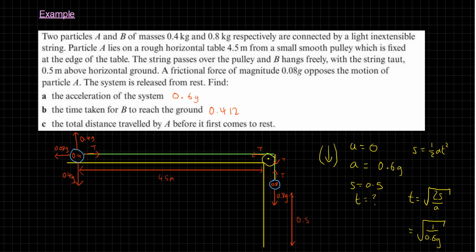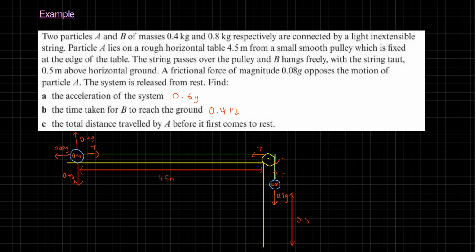And the total distance travelled by A before it first comes to rest. Okay, so A is this one. Right, okay. So this is interesting now. This is where you have to do quite a bit of thinking. So the first thing to think about is this. Why is A going to come to rest? A is here. This is let go, it drops, A is moving to the right. Why would it suddenly come to rest?